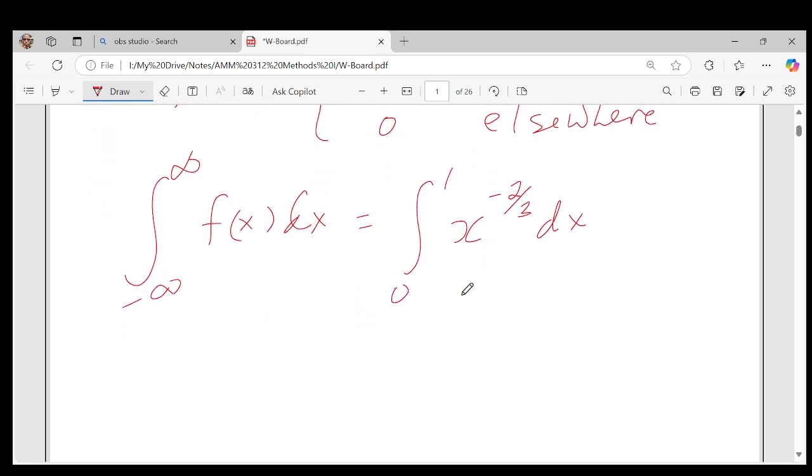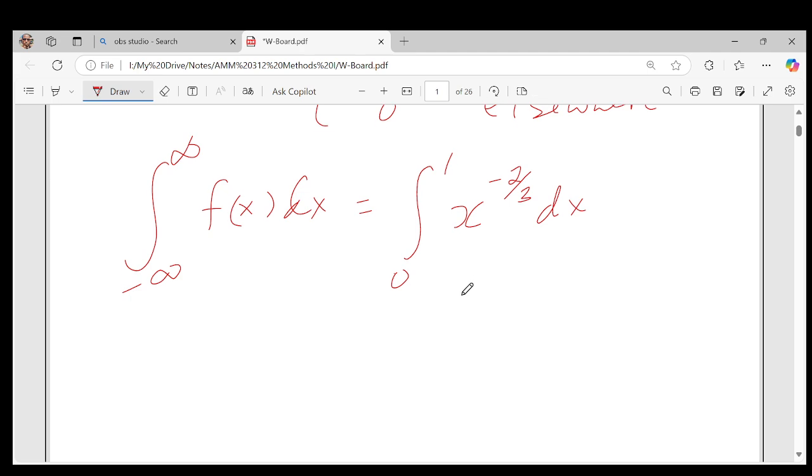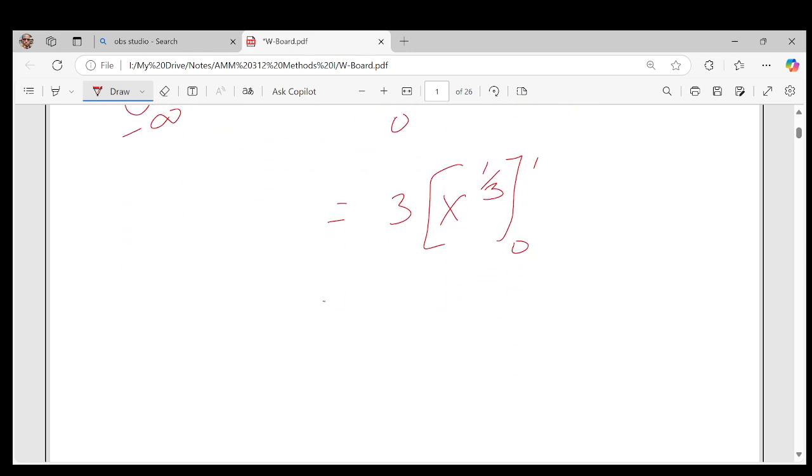So when we work out this integral, we get 3x raised to the power 1/3, and the limits are from 0 to 1. So when we put in the limits, this will be 3 times 1 raised to the power 1/3 minus 0, which is equal to 3. And you see this is finite. So the function is absolutely integrable.